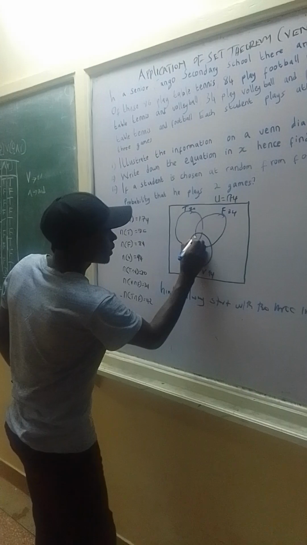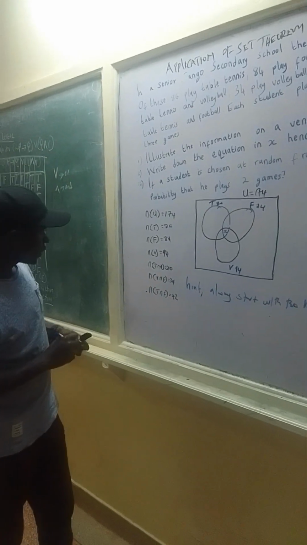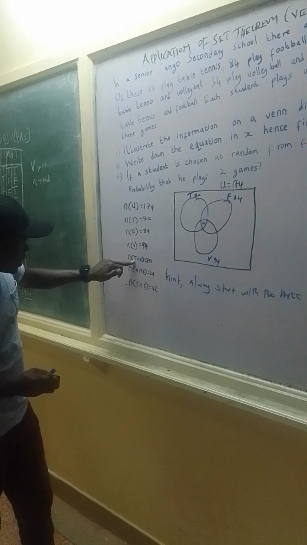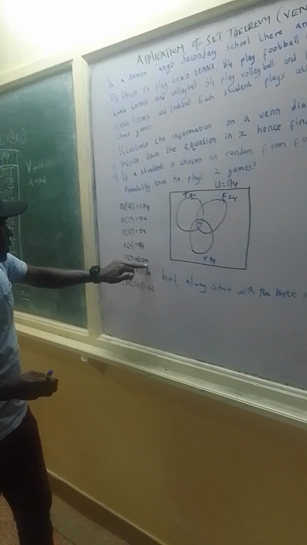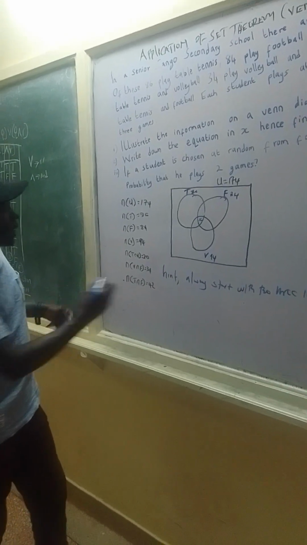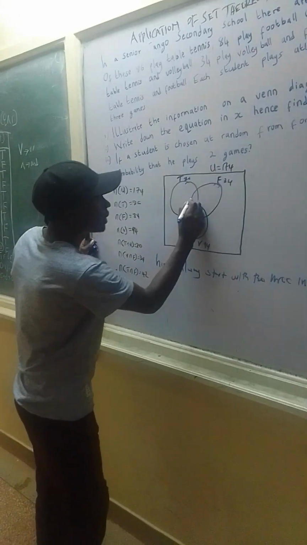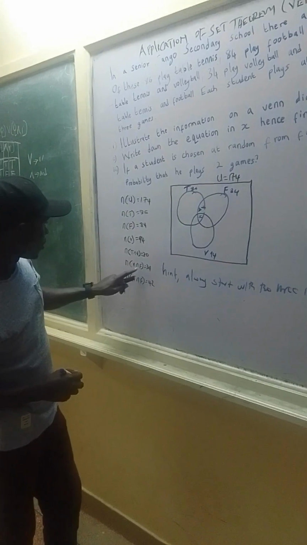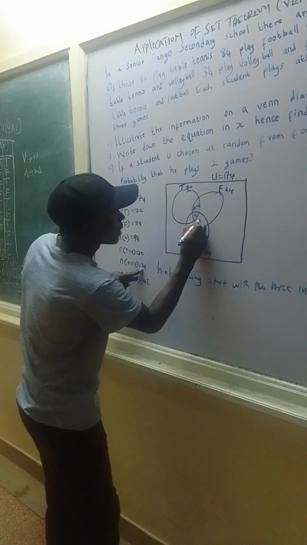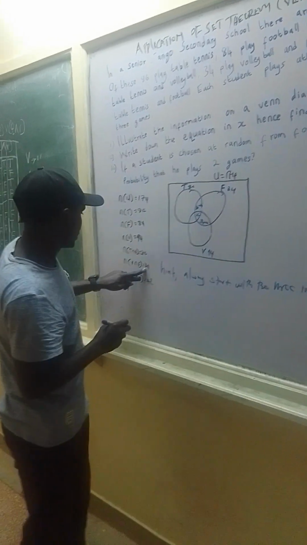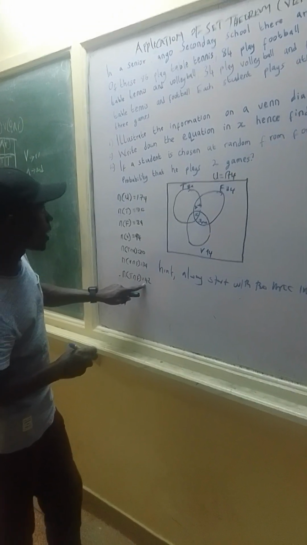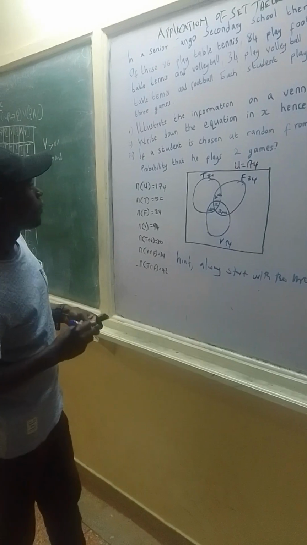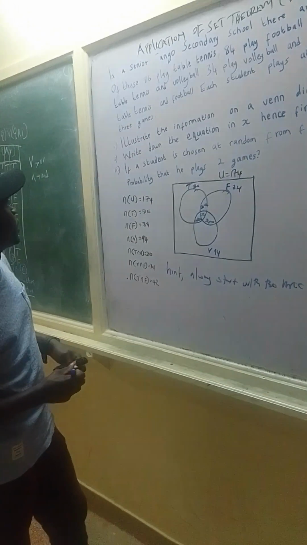So we put here x. Then we come to where 2 intersect. Table tennis and volleyball intersect here, it is 30, and here is x, so it will be 30 minus x. Then here it will be volleyball and football, 34 minus x. Then here is 42 minus x. So we have to illustrate this on a Venn diagram.